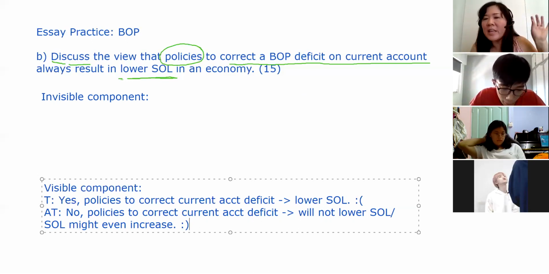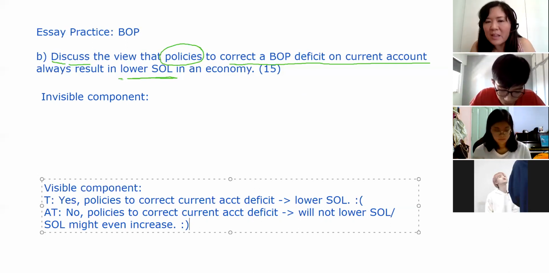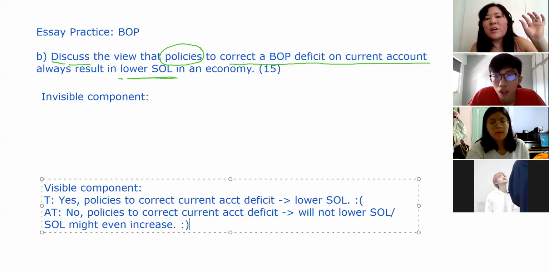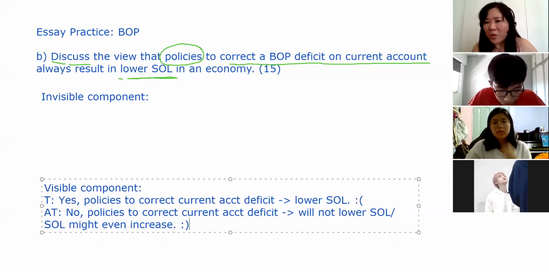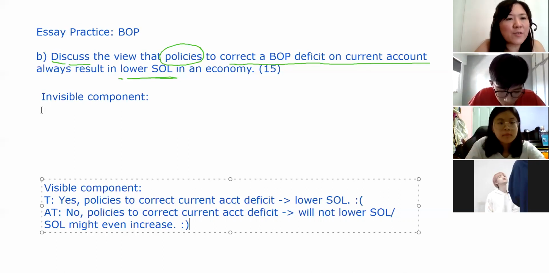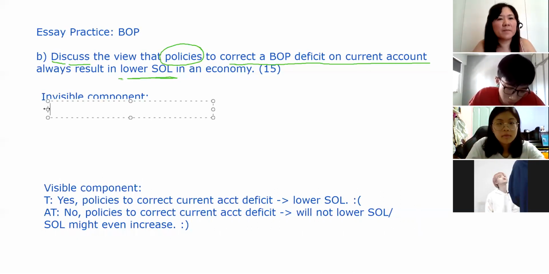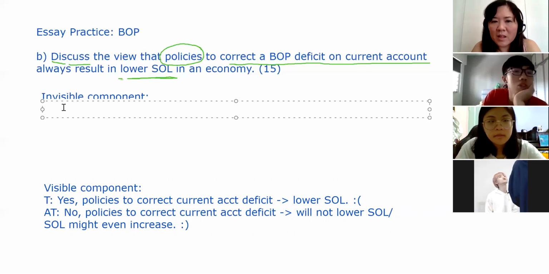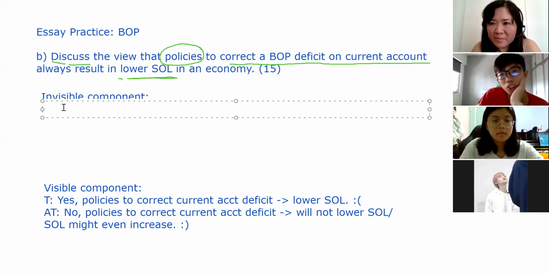But the invisible component is very important as well, because it's asking you to bring in certain things that the question didn't specifically say you have to bring in, but which help you answer the question when you go on to the visible component. So what do you think you have to put in for your invisible component? Anyone? Define what the BOP deficit is.